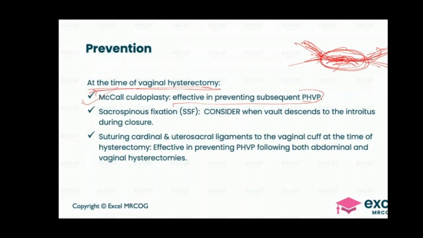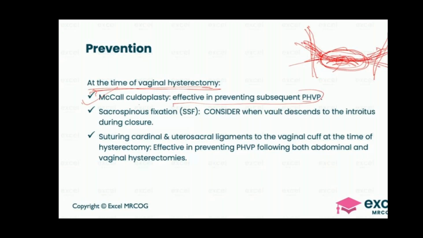So if you do that, it can suspend the vault at the level of the uterosacral and the posterior peritoneum. But remember what goes close to the uterosacral? Your ureter. So this can injure the ureter. That's important.